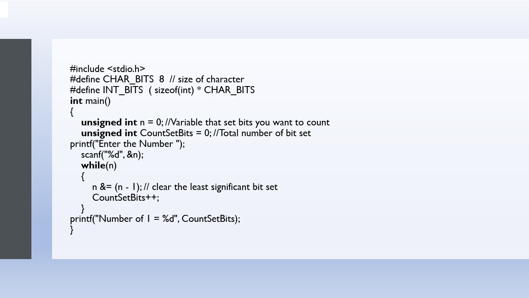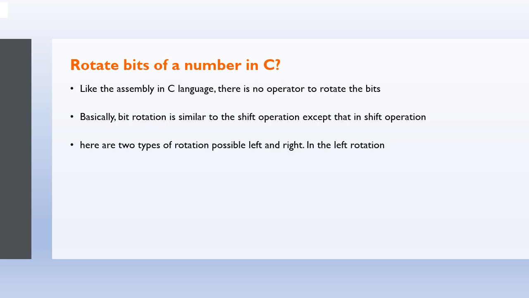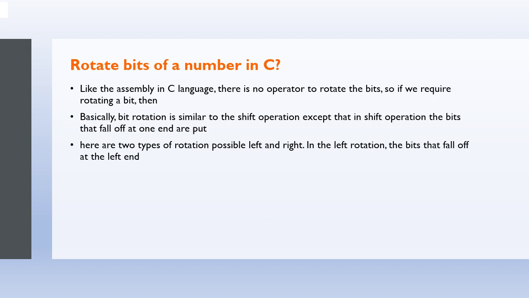Another question is rotate bits of a number in C language. Like in assembly, in C language there are no operators to rotate the bits, such as RL or RR. If you take an example of 8051 assembly, basically bit rotation is similar to the shift operation, except that in a rotation the bits that fall off at one end are put back at the other end.